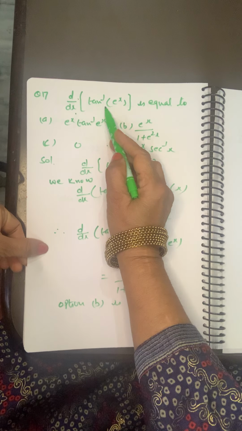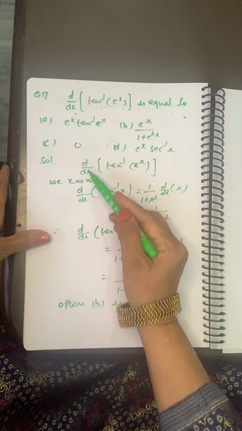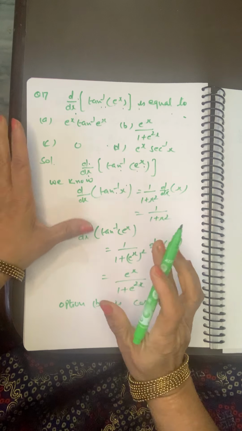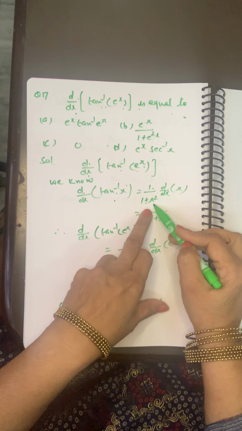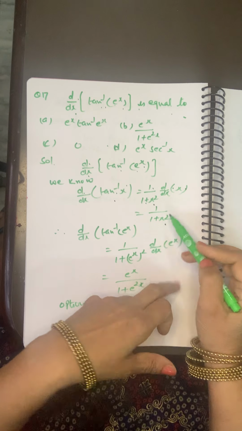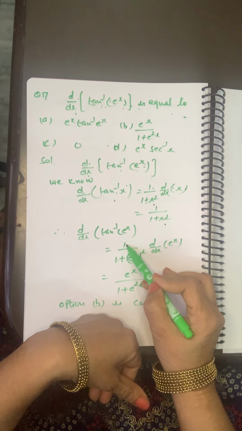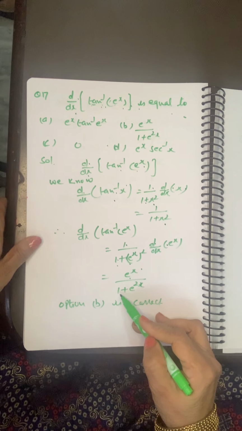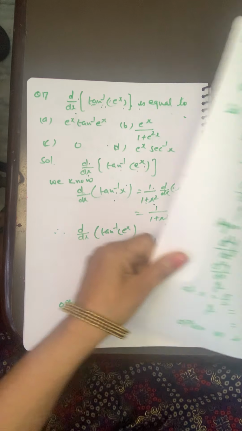d over dx tan inverse e power x is equal to, again we have given 4 options. One option is correct. d upon dx tan inverse e power x. You know the derivative of tan inverse x is 1 upon 1 plus x square into derivative of x. So this will become 1 over 1 plus x square. Here we have to find the derivative of tan inverse e the power x. So this is equal to 1 upon 1 plus e the power 2x, into derivative of e the power x. Which option is correct? Option B is correct.